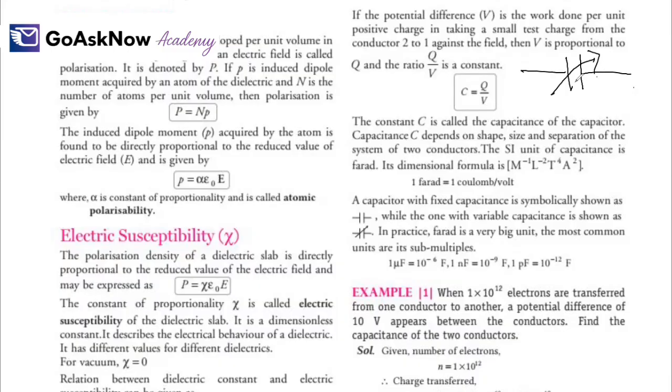In practice, farad is a very big unit of measurement, so in practical cases we use its submultiples like microfarad, 10 to the power minus 6 farad, nanofarad, 10 to the power minus 9 farad, or picofarad, 10 to the power minus 12 farad. So these are the units of capacitance used in practical applications.